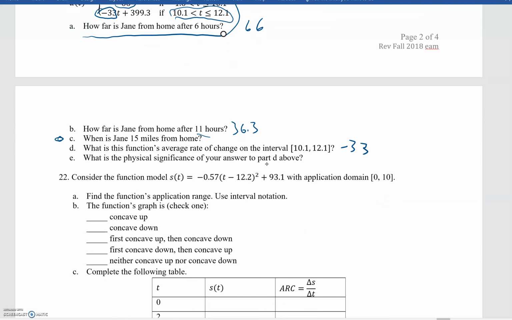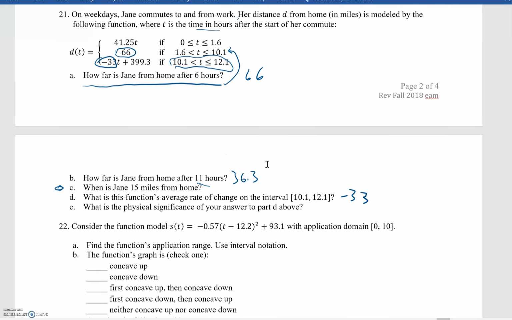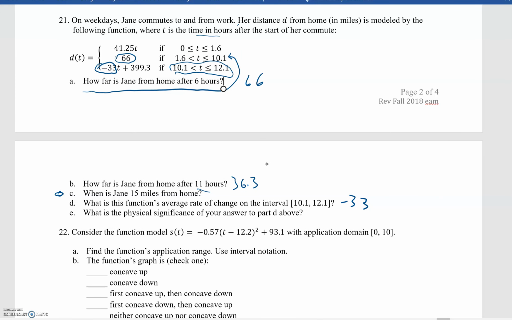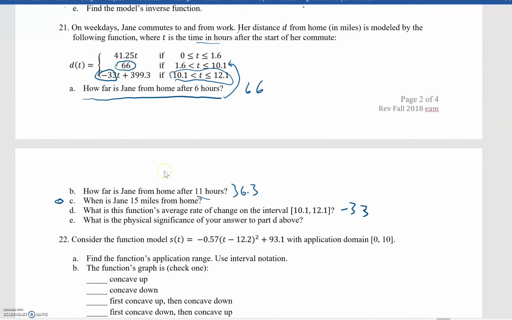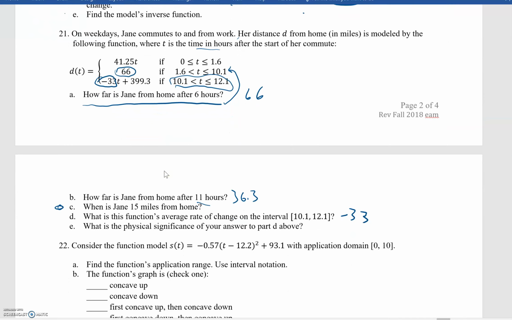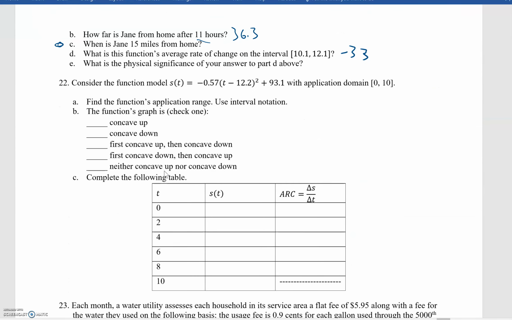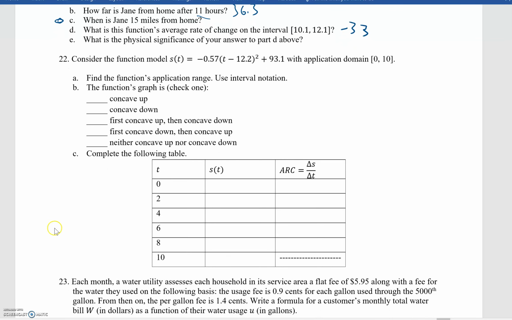What is the physical significance of my answer? Well, that's my speed, right? And that's my speed coming home. So negative 33 or 33 miles per hour. Okay, so that's the end of question 21. Let's pause the video, and then in the next installment we will start with number 22.